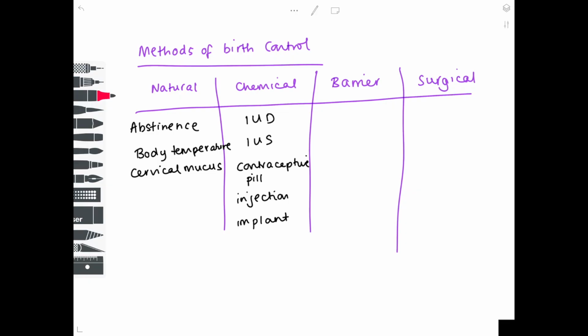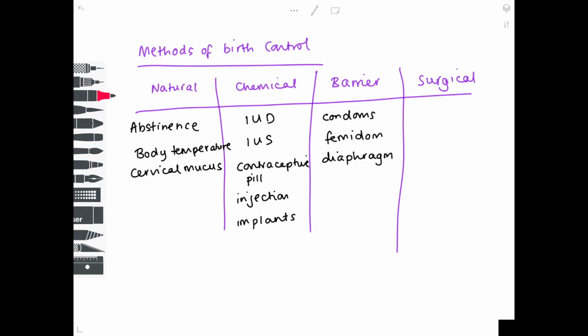The barrier methods are probably historically the ones which have been used the longest. So we're looking here at condoms, and as the name suggests, it's a barrier to the sperm, so it stops the sperm reaching the egg. So a condom is obviously a plastic sheath worn over the penis that stops the sperm being ejaculated into the vagina. A femidom works in a similar way to a condom, but is found inside the woman's vagina. And lastly, a diaphragm is a small plastic cup that sits over the cervix, so the entrance of the uterus, and again acts as a barrier, preventing sperm reaching the egg.